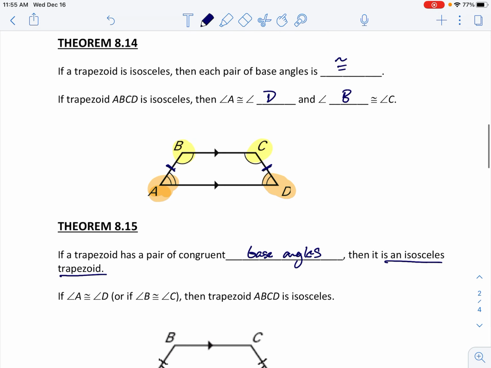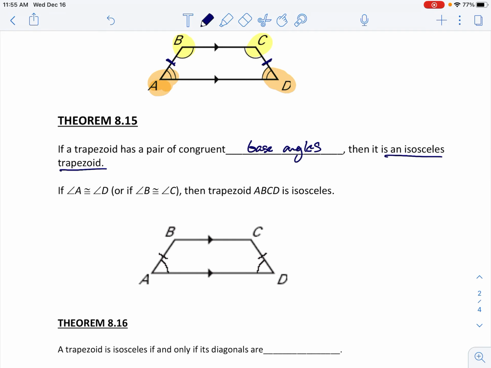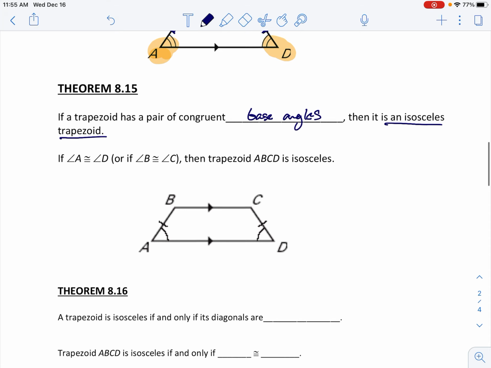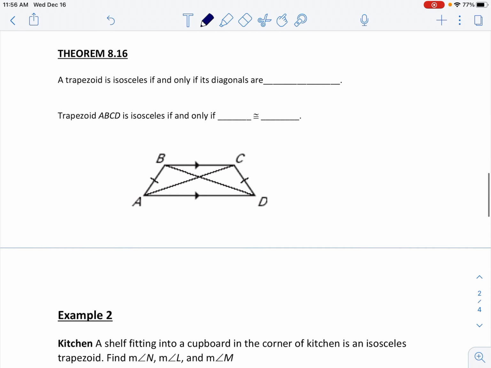These two theorems are very alike. You can know either pair of information. So this one's saying if we know the angles are congruent, then the trapezoid is isosceles. And then we got one other thing here about isosceles trapezoids. If the trapezoid is isosceles, then the diagonals are congruent. It doesn't mean they bisect each other. It just means they're congruent.